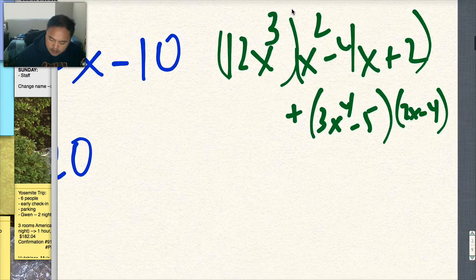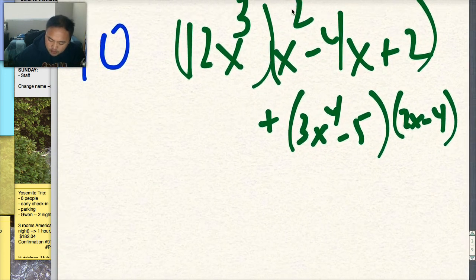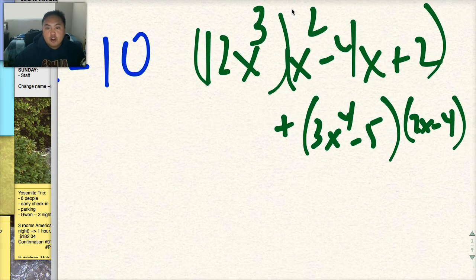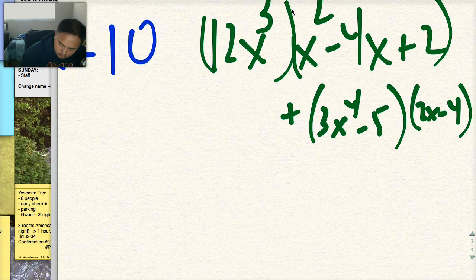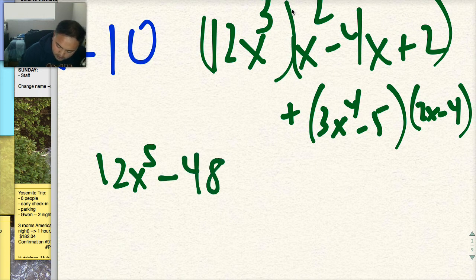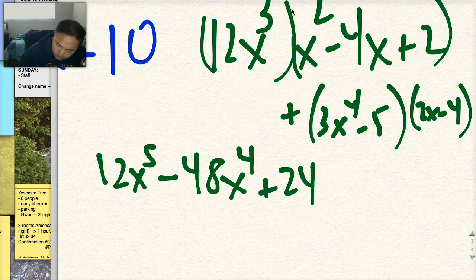Now let's simplify this and see if we get the same answer as we did the first time. In the first term, before the plus sign, I'm going to distribute this 12x to the third. So I'm going to get 12x to the fifth minus 48x to the fourth plus 24x to the third. So all I do is distribute that 12x to the third.